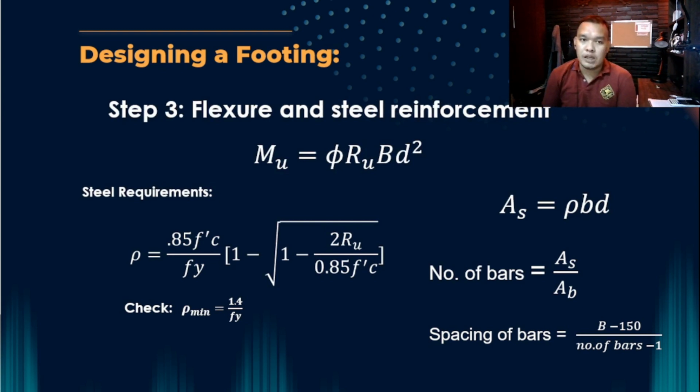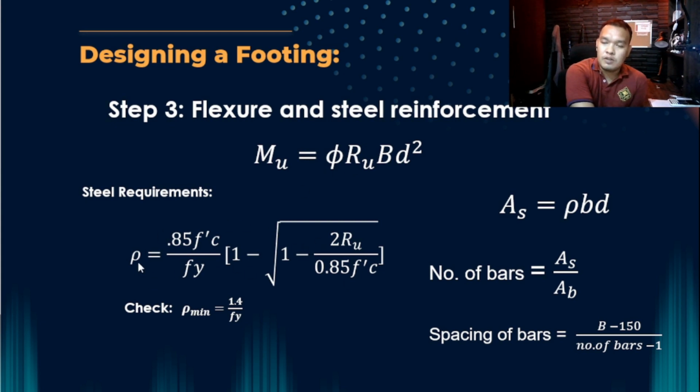For step 3, which is the flexure and steel reinforcement, or the steel requirements of the foundation, we have the formula Mu is equivalent to phi Ru b d squared. Mu is the same, we use the Qu. What we can compute there is the Ru. Then the Ru is used in this formula to get the value of rho.